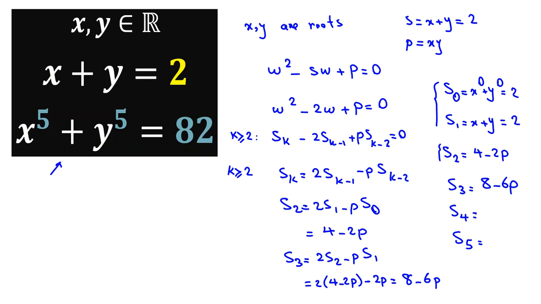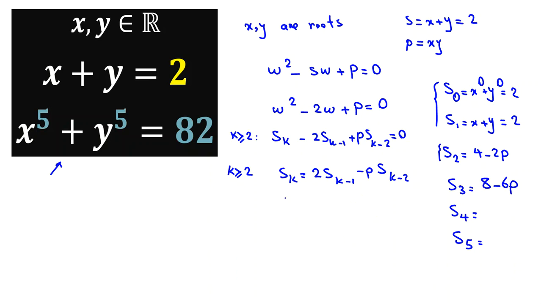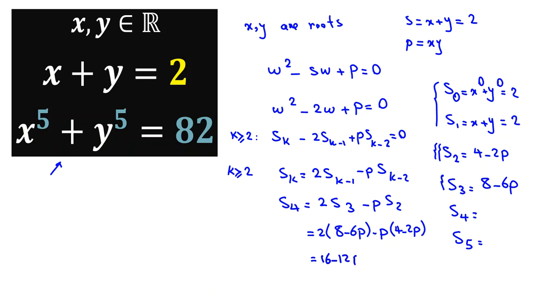So let me erase them. Now I want to similarly find S4. S4 is 2S3 minus P S2. So if I replace S3 here, 8 minus 6P, minus P S2, I have here 4 minus 2P. It will be 16 minus 12P minus 4P plus 2P squared. So if I write in terms of P squared, it is 2P squared minus 16P plus 16.